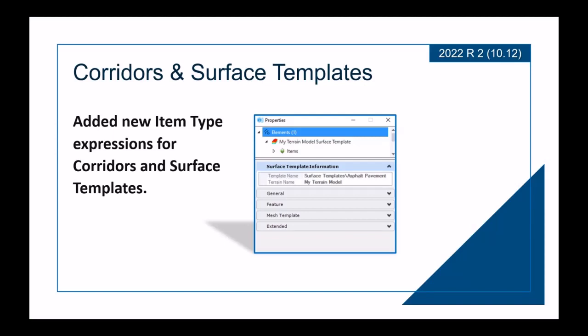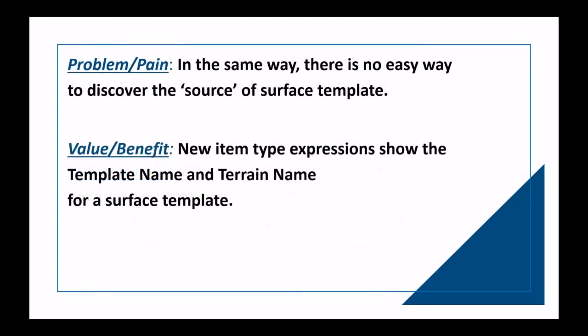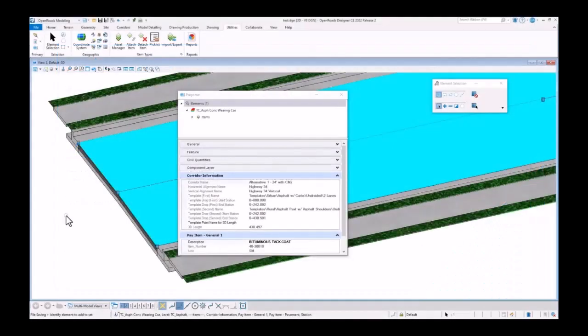In 10.12 or 22R2, we added some additional expressions for some civil data. And in particular, these are item type expressions to drill into corridors, linear templates, and surface templates and extract some information out of there. So if you've tried to do this, you may have seen some other approaches to getting at this. Those are very inefficient compared to these new expressions that we put in here.